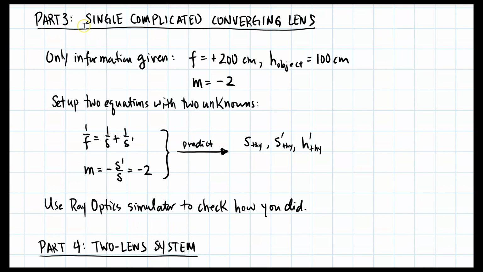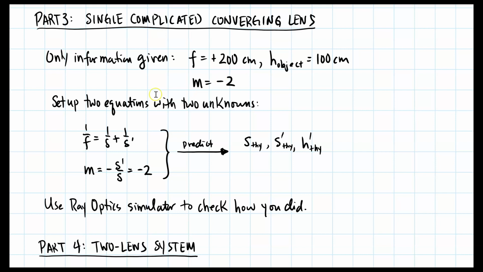Okay, let's go to part 3. Here's a single, more complex situation for a converging lens. The only information that's given to you is that the focal length is 200 centimeters. The object height is 100 centimeters. So what we do know now is that the magnification is set at -2. So what we want to do now is predict the object location and the image location and the height of the image.